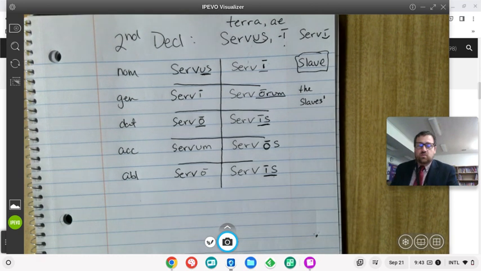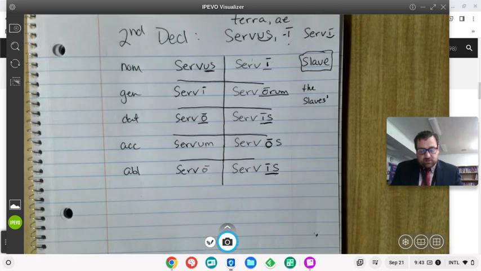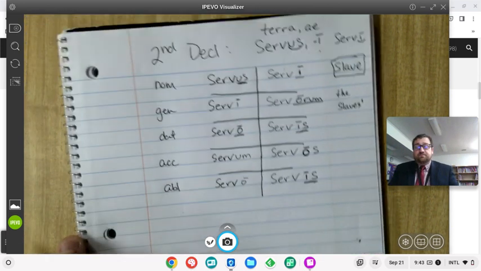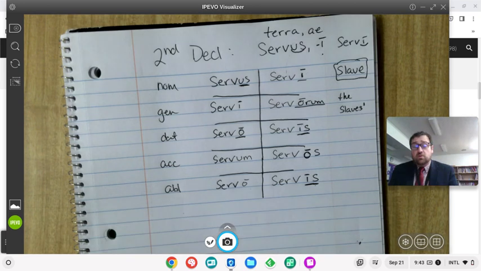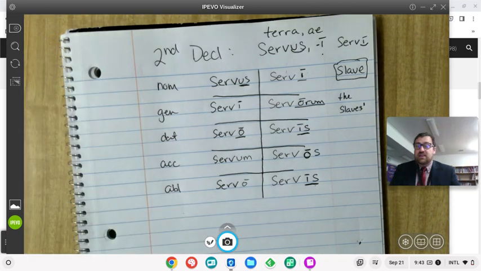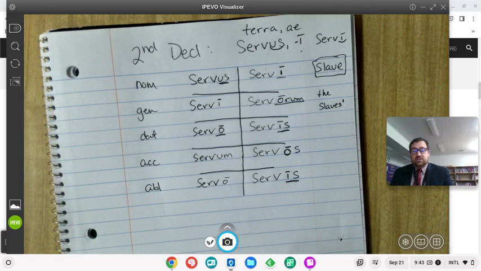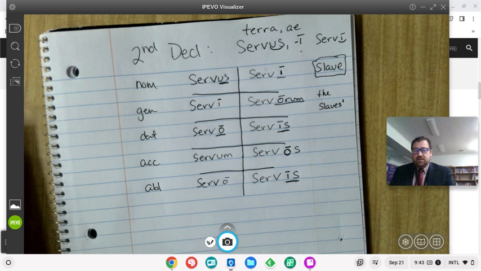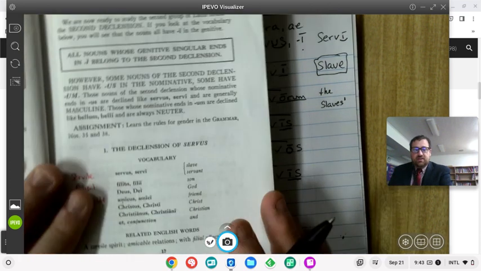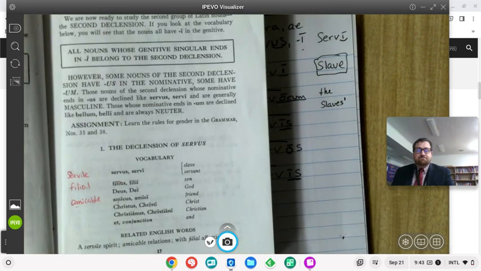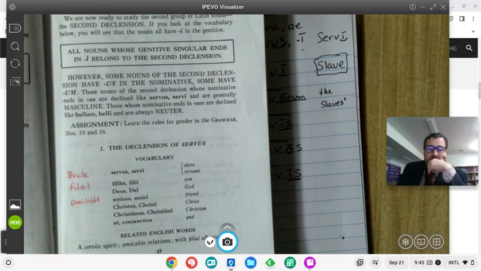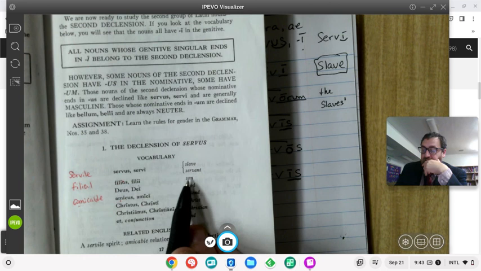Let's take a look and see what other words decline like servus, servi. Now, in the first declension, they were mostly feminine words. And so Maria, you saw the name Maria, and most female names in Latin are going to belong to the first declension. On page 17 is where you have your list of words that decline like servus. So you have servus, servi, you have filius, filii, which means son.